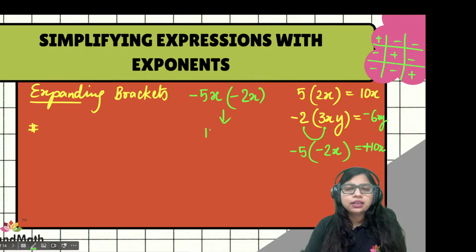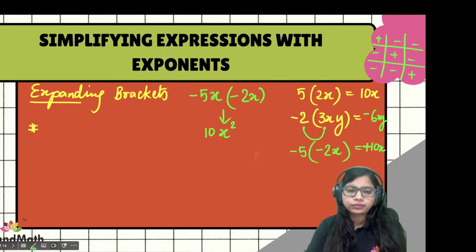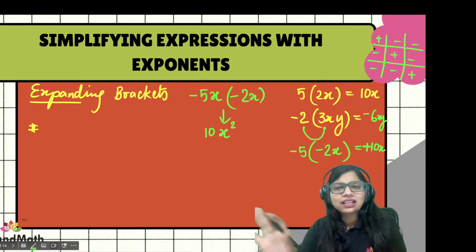So 10, and then you wrote x squared. How did you write x squared? X into x, that means x squared. Yeah, that's correct. Okay, so I feel like we are clear with this thing.